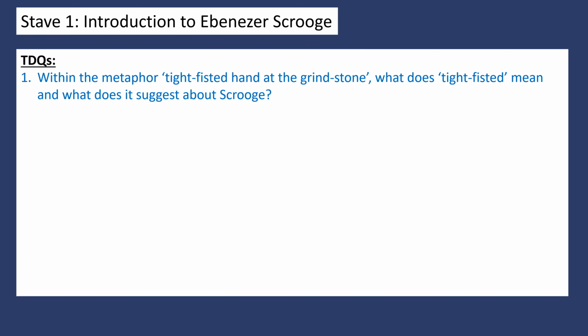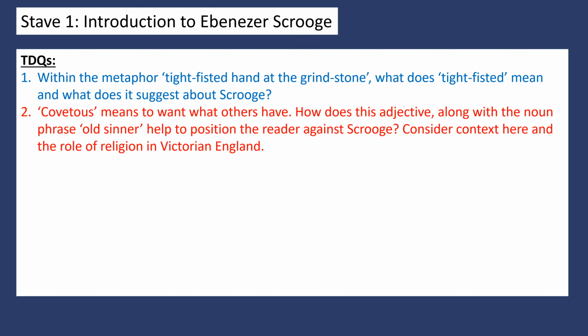Okay, so number 1, within the metaphor tight-fisted hand at the grindstone, what does tight-fisted mean, and what does it suggest about Scrooge? Well, this is a reference to Scrooge's selfish, greedy nature. His fists are tight because he's got his money in his hands. It's a metaphor to show how greedy he is, how he hoards his money. He's miserly, and he doesn't willingly spend his money. He just keeps it. So he just wants more and more, emphasizing his greed.